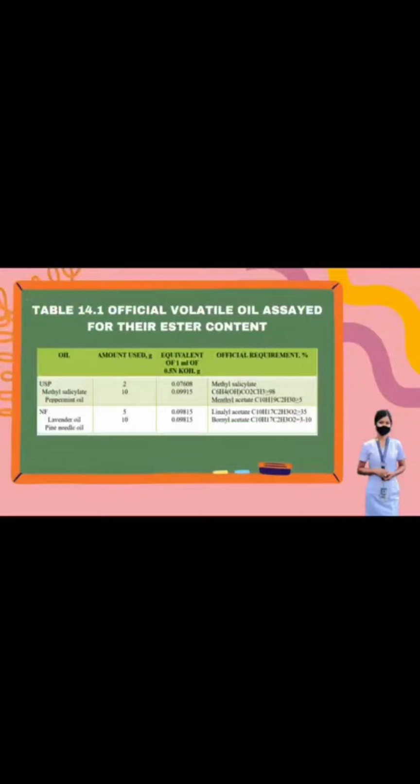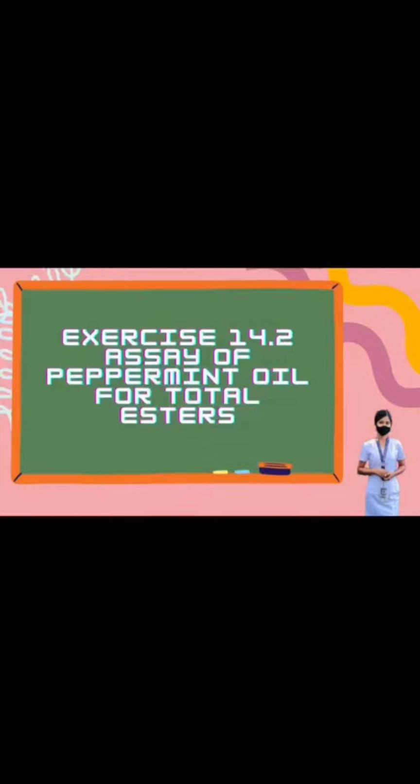So here's Table 14.1, the official volatile oils assayed for their ester content. Under USP, we have methyl salicylate and peppermint oil. Under National Formulary, we have lavender oil and pine needle oil. We may now move on to Exercise 14.2, assay of peppermint oil for total esters.